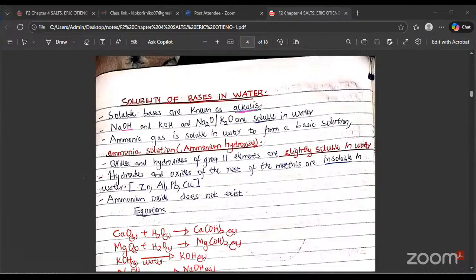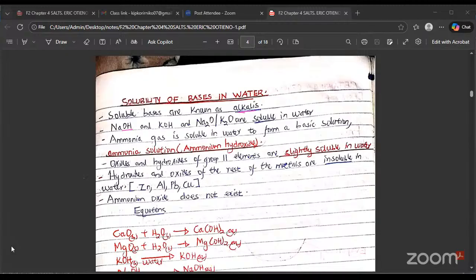That means you have moved zinc. Aluminium is in group 3. As you move, you find that they do not dissolve. Now, of course, ammonium oxide does not exist, but we have ammonium hydroxide, which is normally used in the test for cations. We'll talk about that one in form 3.